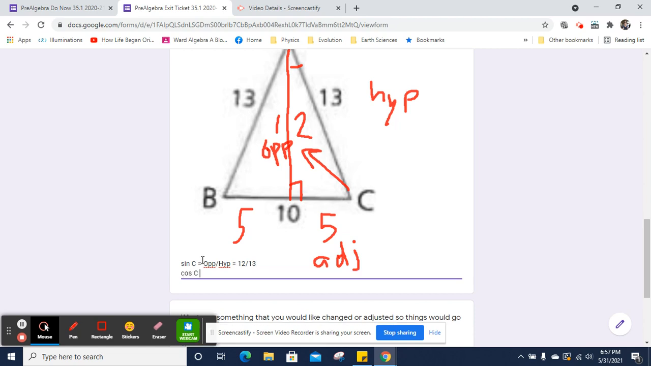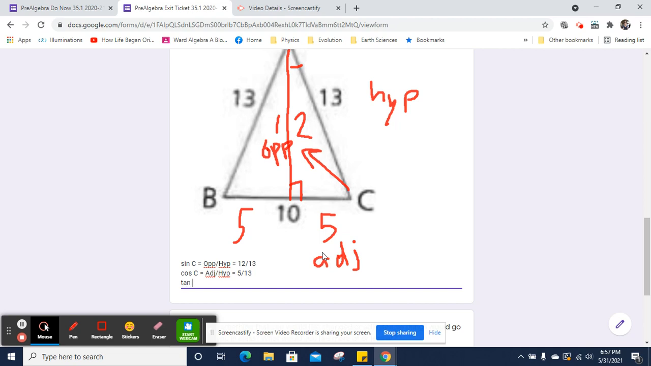Cosine of C is going to equal adjacent over hypotenuse, so that's going to be 5, because that's the adjacent, 5 over 13. And our tangent of C is going to equal opposite over adjacent, and that's going to be 12 over 5, which is going to be 2.4.